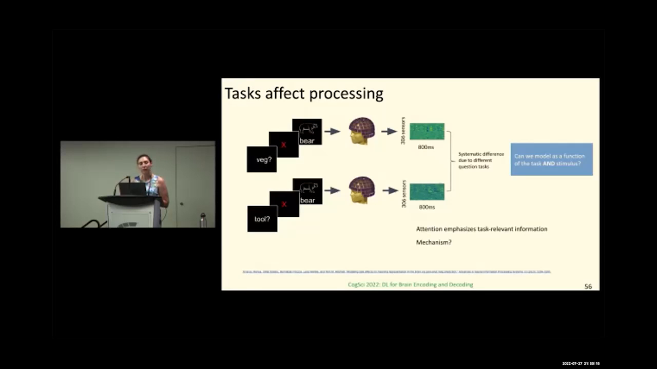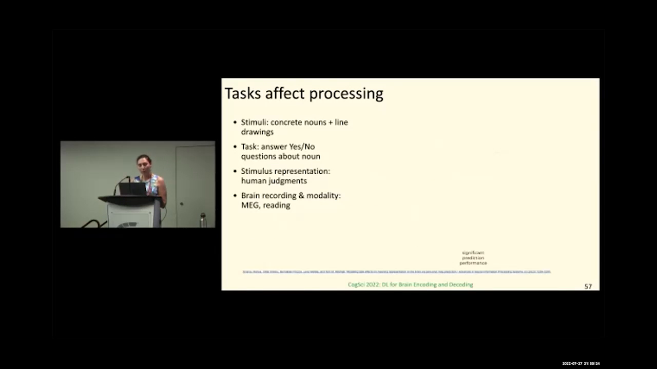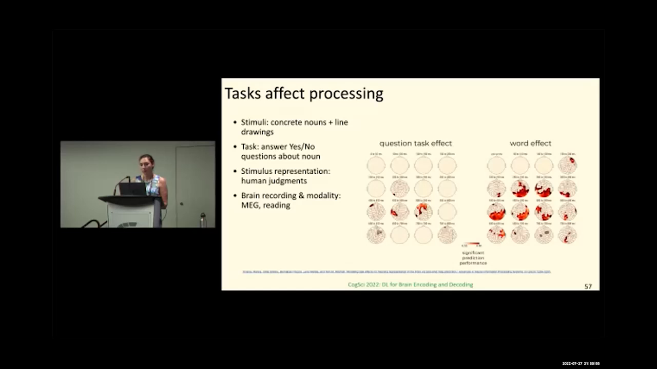And so in this work, we set out to model this interaction between the task and the stimulus. I'll just show you one result from this work, which used concrete noun datasets plus line drawings. The task that the participants were asked to do was to answer yes or no questions about these nouns, like bear, and is it a vegetable, or is it dangerous? The stimulus representation that we used in this model was from human judgment. People actually judged different attributes of these concrete concepts. And we did this in MEG.